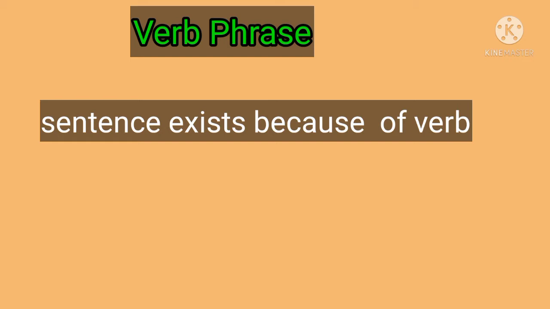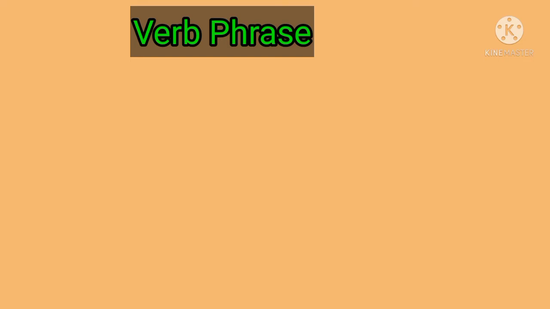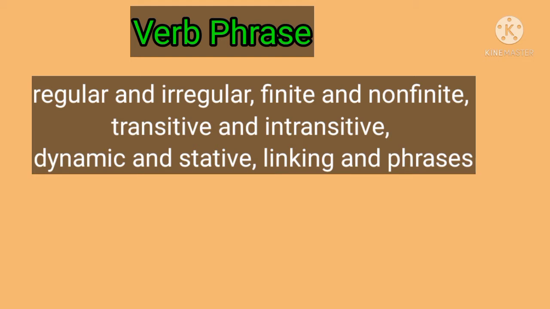Friends, we know that verbs are classified into several groups. The first classification is that of the main verbs and auxiliary verbs. Auxiliary verbs are classified into main auxiliaries and modal auxiliaries. Modal auxiliaries are further classified into modals and semi-modals. Similarly, the main verbs are also classified into several categories like regular verbs and irregular verbs, finite verbs and non-finite verbs, transitive verbs and intransitive verbs, dynamic verbs and stative verbs, linking verbs and phrasal verbs, and so on.